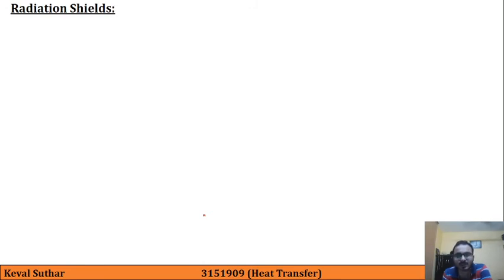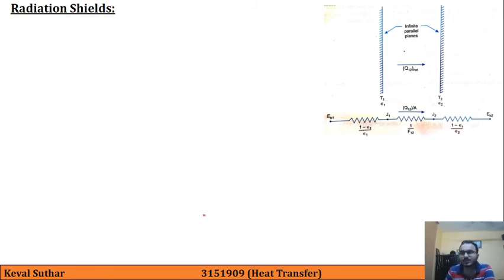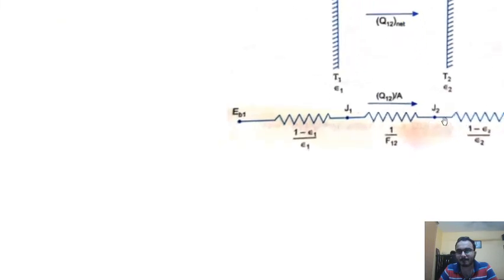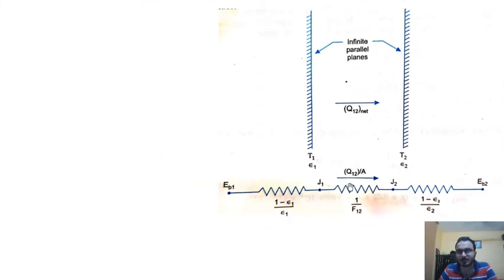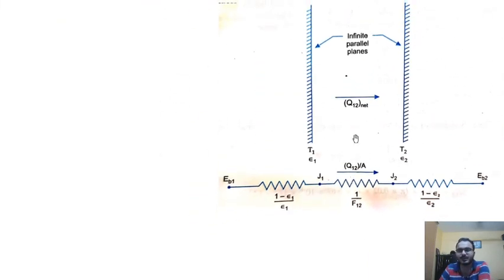Now our next and last theory is radiation shield. So here first we will focus on this figure, that here we are having infinite parallel planes having temperature T1 and emissivity E1 and temperature T2 and emissivity E2. And the corresponding thermal resistances are also shown in this electrical circuit.